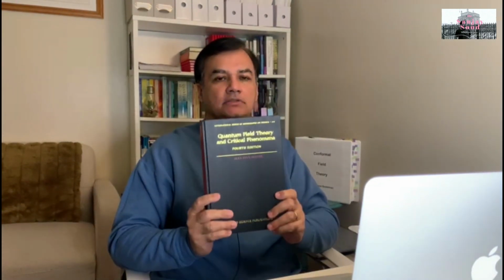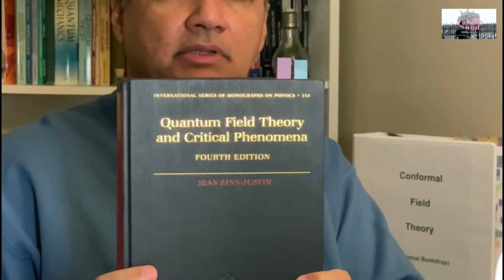So today I'm going to talk in detail about a book that I mentioned briefly in one of my previous videos. This is the book Quantum Field Theory and Critical Phenomena, 4th edition, by the famous physicist Zinn-Justin. I have the book's cover here, hopefully you can see it properly. This is a classic book in its field, and it deals with two of the most important topics in quantum field theory: the renormalization group, and the use of the renormalization group to study critical phenomena.